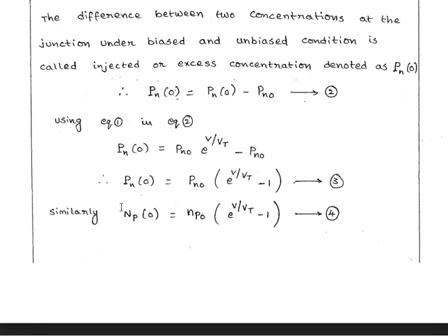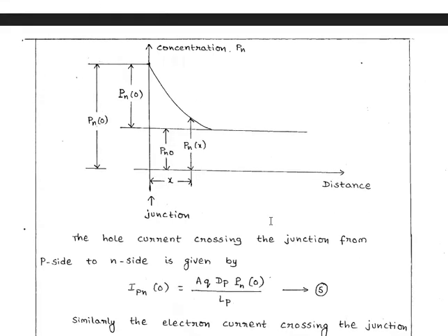Similarly, if I want to consider the electrons, n means electrons, p means in the p-type region, 0 means at a 0 distance away from the junction. The concentration will be Np0, that is the electron concentration in the p-type region when the circuit is opened, into e power V by Vt minus 1.